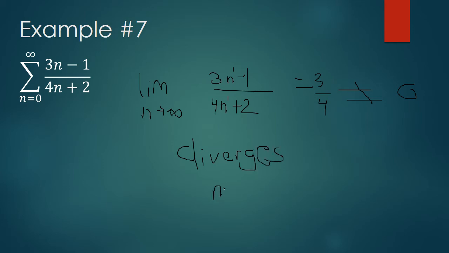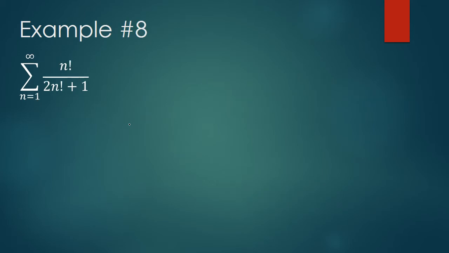And the test that I used was the nth term test. Now, on your test for this section, when I say show your work, this is what I mean by show your work. You said diverges, nth term test. There's the work to prove your nth term test. Okay, so here we go.